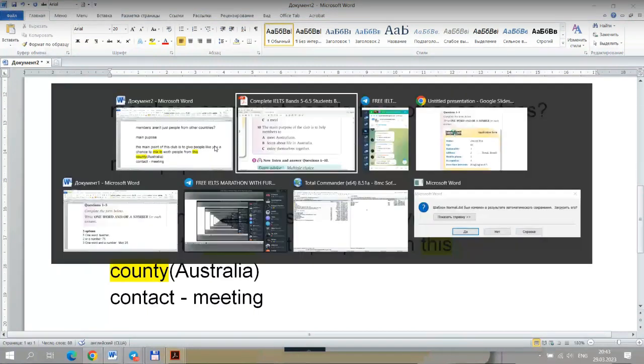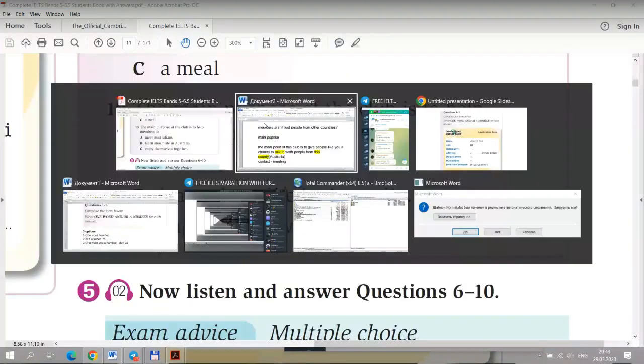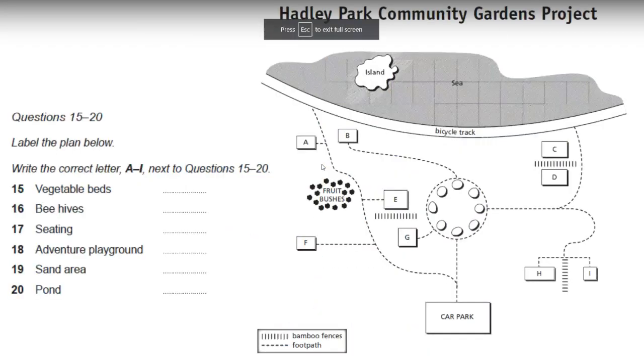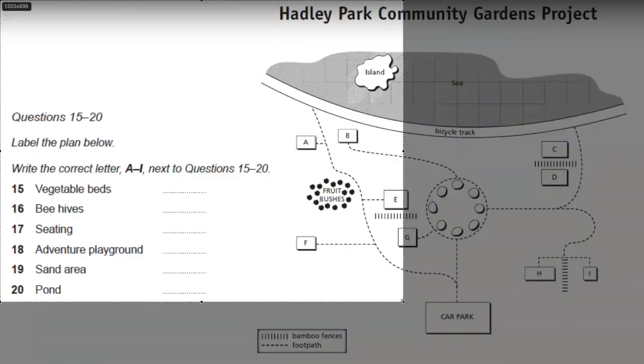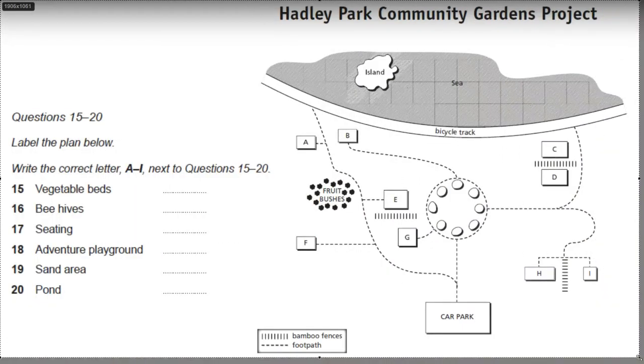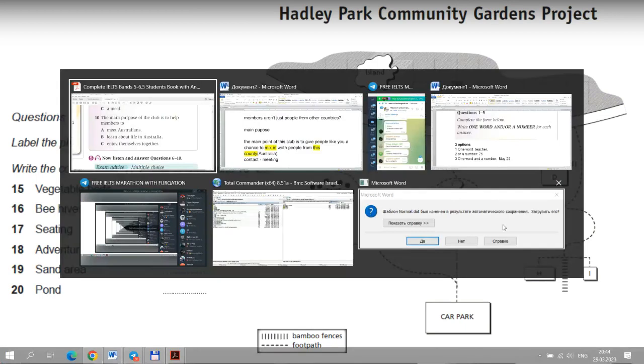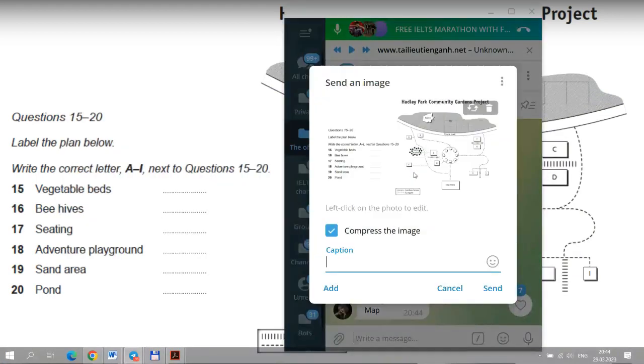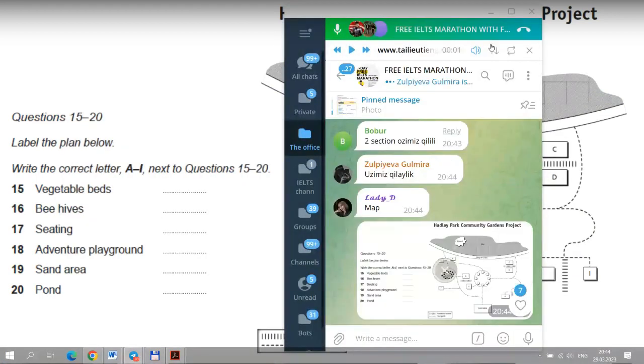Xo'p, section 2 da sizlar bilan map qilamiz. Section 2 ni o'zlaring qilsalaring bo'ladi, xohlasalaring. Bu lekin map. Xo'p, jo'natib qo'yaman gruppaga. Alright, o'zlaring qilsalaring bo'ladi albatta.